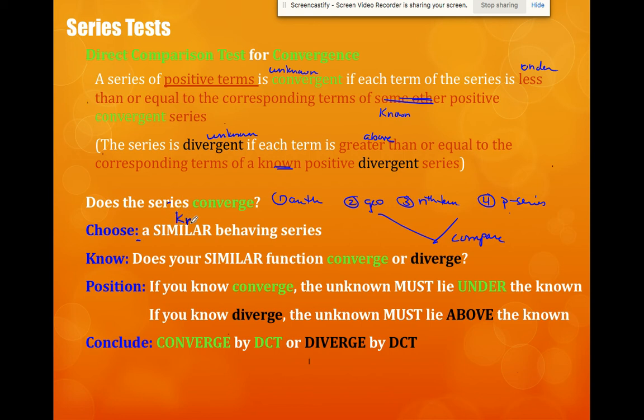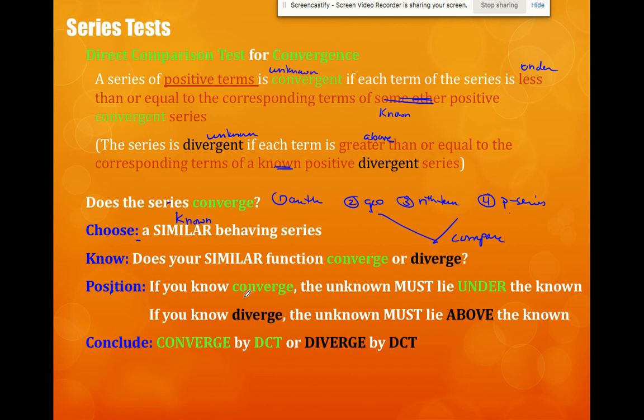This is your known, famous, similar, well-behaving series. Tell me about that series. Does it converge or diverge, and why? So you're going to say, oh, it's geometric with a common ratio of this, therefore it does that, or it's a p-series with a p of this, therefore it does that. Then you must tell me about the position.